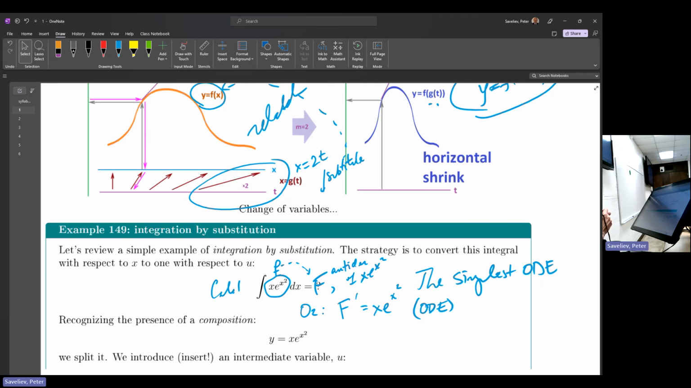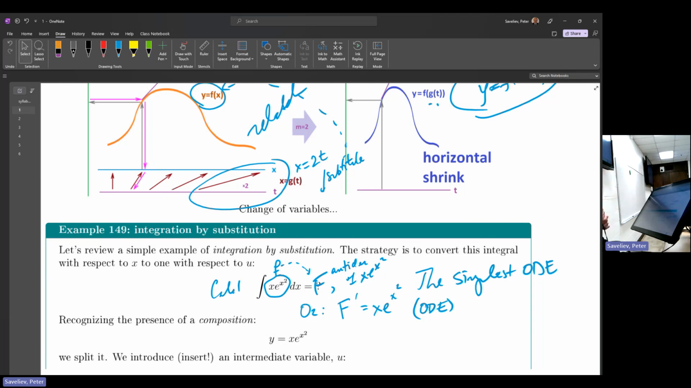x squared. Composed with what? The first step is x squared, the second step is the exponential function, right? Yeah. So that's the composition. Usually you have parentheses to see composition.